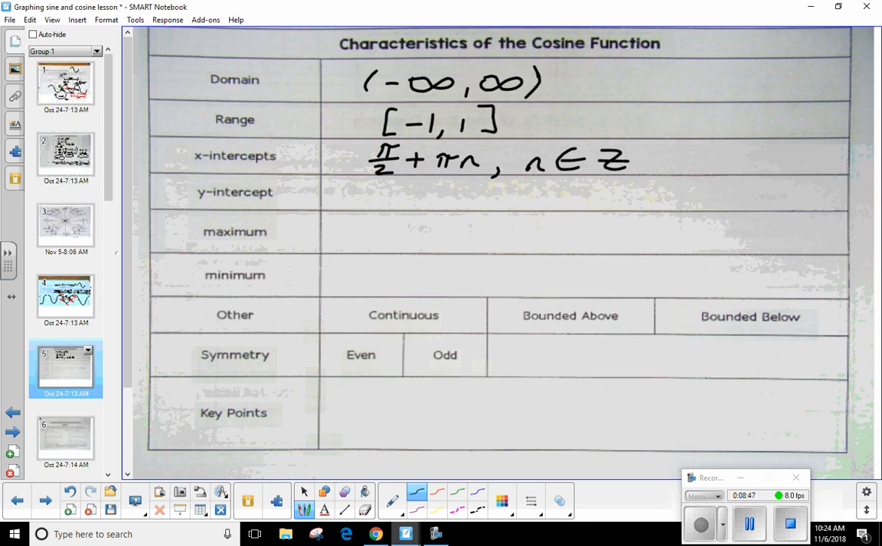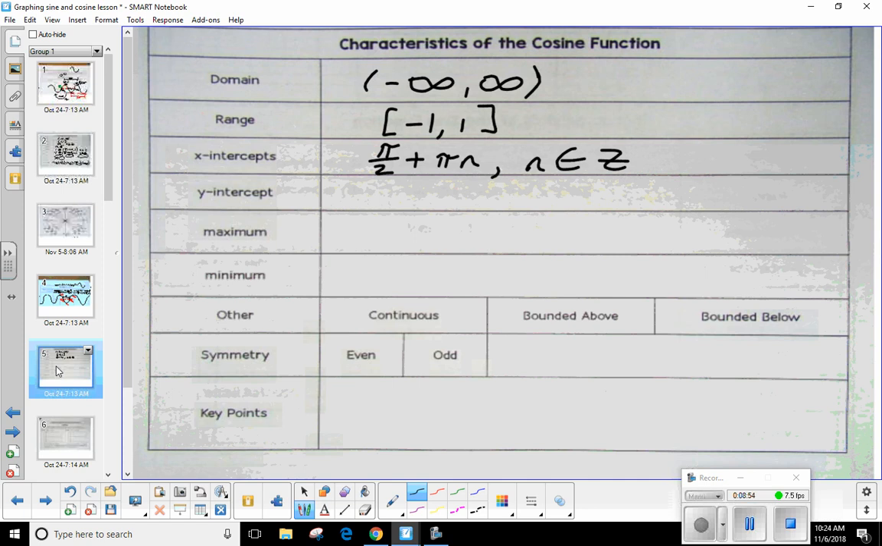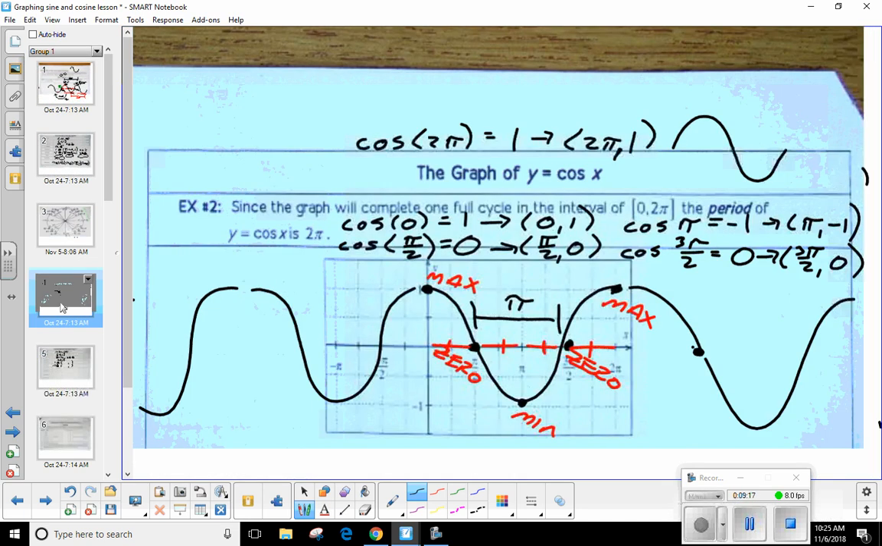What's the y-intercept? Yeah, that's just 0, 1. That's easy. There's only one y-intercept for the parent. Now, we know the maximum is 1. We know the minimum is -1. But we want to come up with an expression for where those occur. So we're going to do just like we did yesterday. We're going to write them as ordered pairs. So think about it. We just said that the period was what?